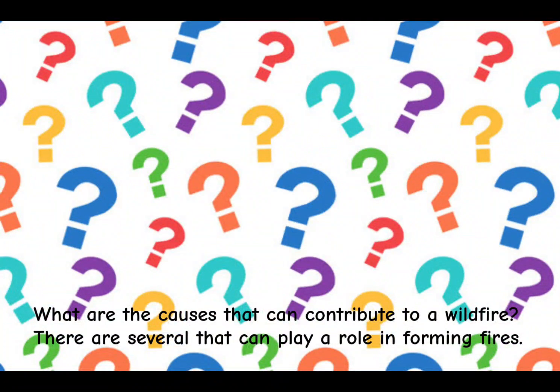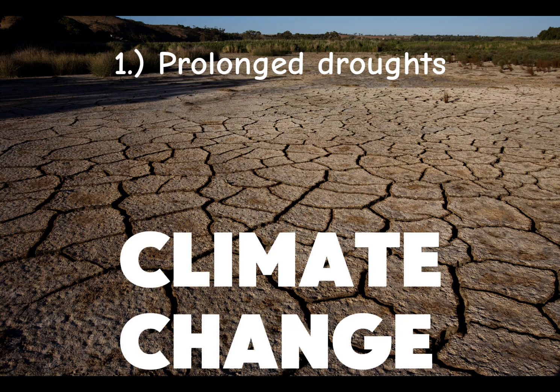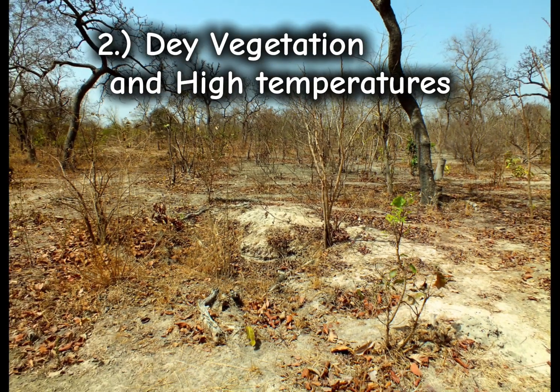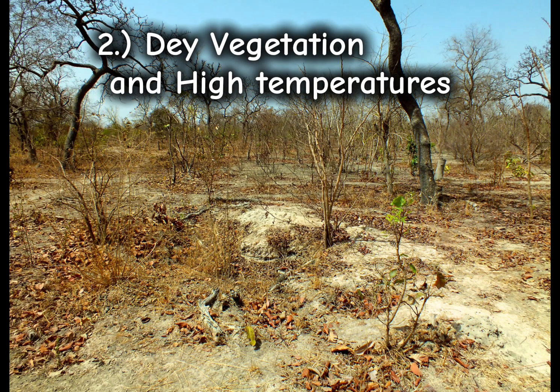So what are the causes that can contribute to a wildfire? There are several that can play a role in forming fires. Number 1. Prolonged droughts due to climate change. As climate change takes over the world, it's no wonder droughts last a little longer than usual. 2. Dry vegetation and high temperatures during summer and fall.